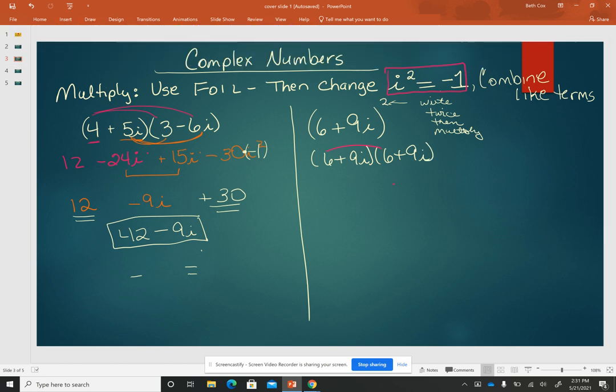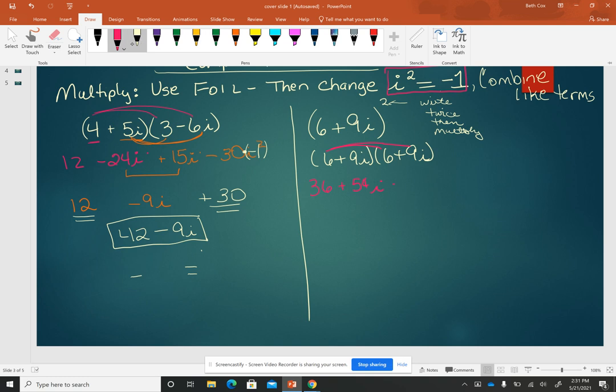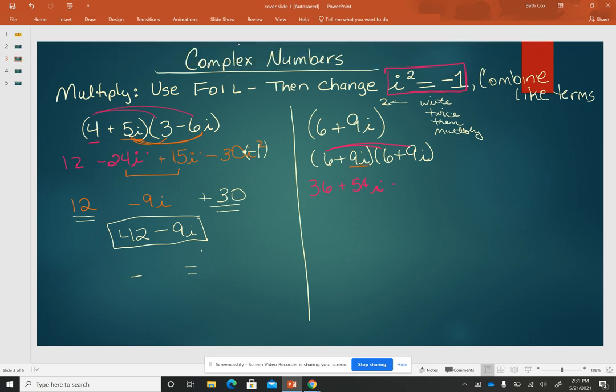Now I'm going to multiply it. I'm going to do 6 times both of those, so it'll be 36 plus 54i. And then I'm going to do the 9i times both of those, which gives me another 54i and 81i squared. Okay, I do have like terms in the middle. That's going to give me 108i.